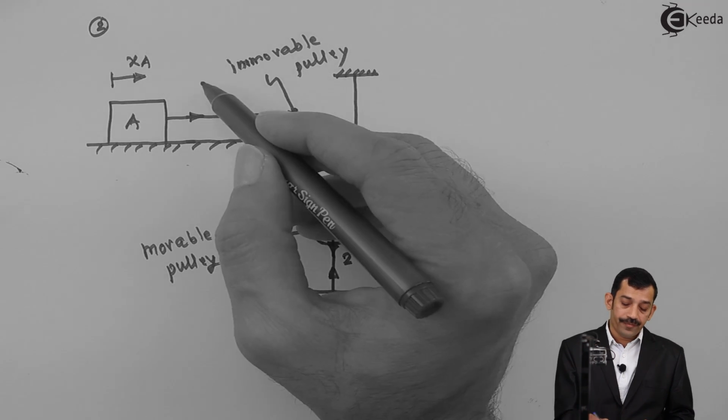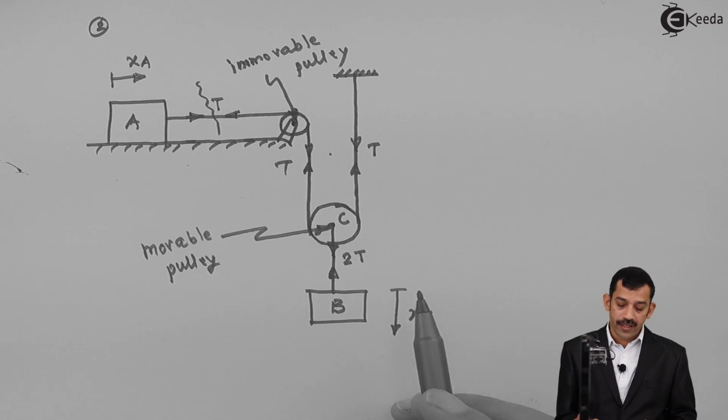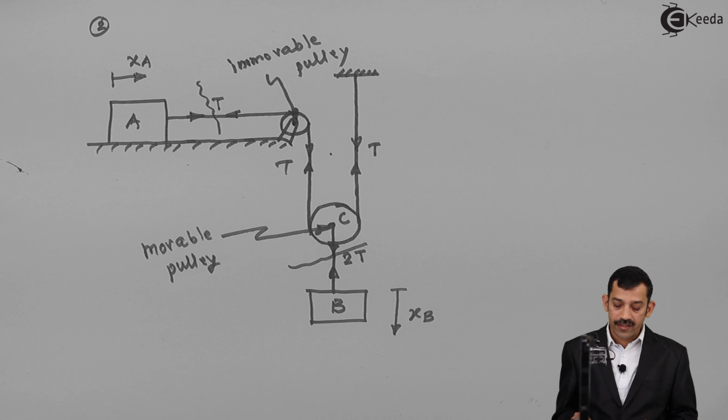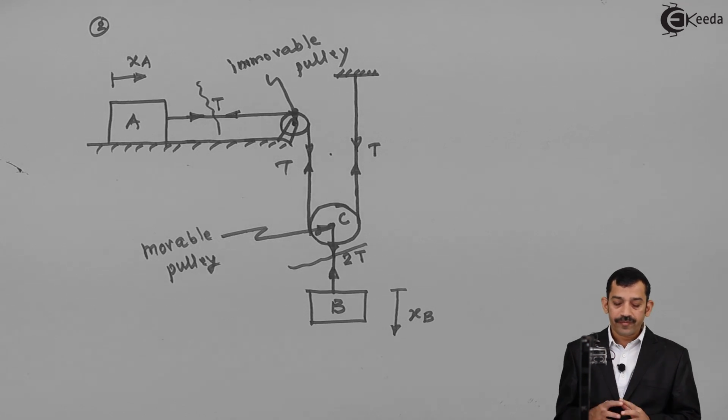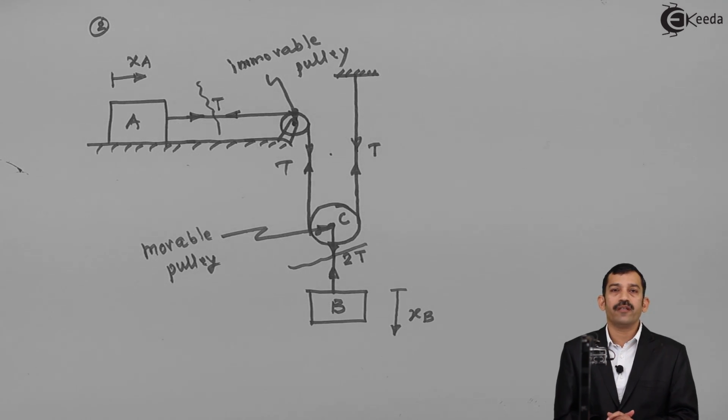For block A, if I cut it like this, that means now separately you concentrate on block A and block B. On block A, the tension acting is T rightward. On block B, what tension is developed? Twice T. These T, twice T, or any number of tensions which are developed in the string, all these are called internal forces developed.